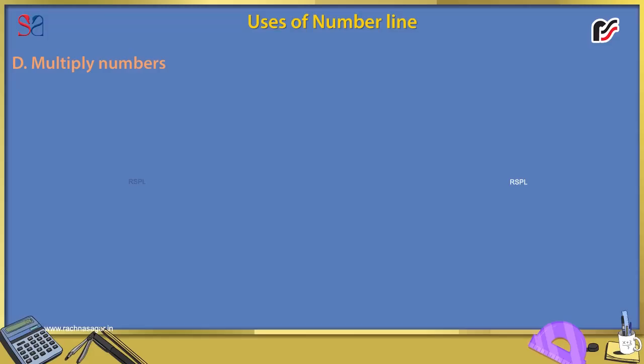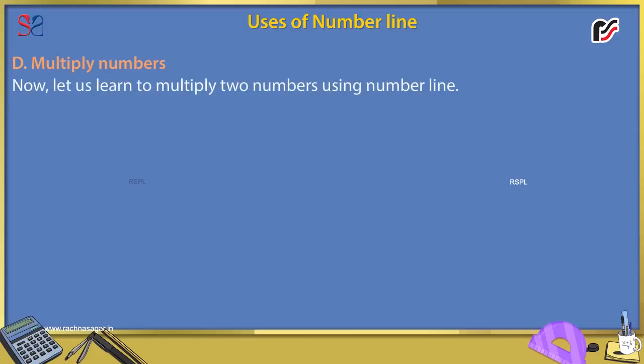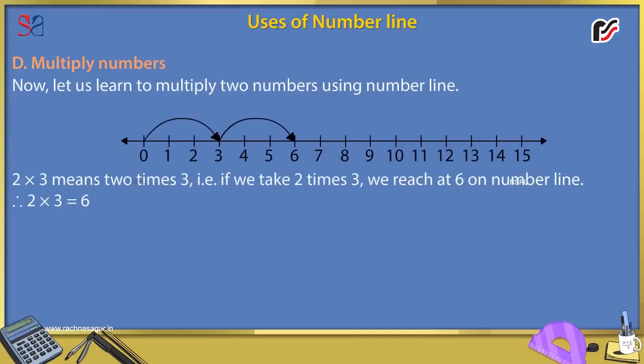D. Multiply numbers. Now, let us learn to multiply two numbers using number line. 2 multiplied by 3 means 2 times 3, that is, if we take 2 times 3, we reach 6 on number line. Therefore, 2 multiplied by 3 is equal to 6.